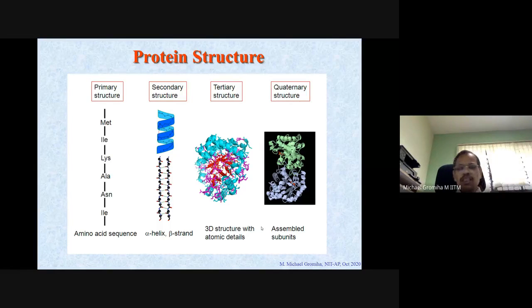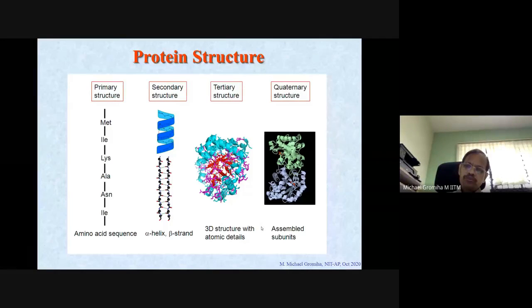So what are the different levels of protein structures? Yes, four levels. What are the four levels? Primary, secondary, tertiary, and quaternary. What is the information you get from the primary structure?